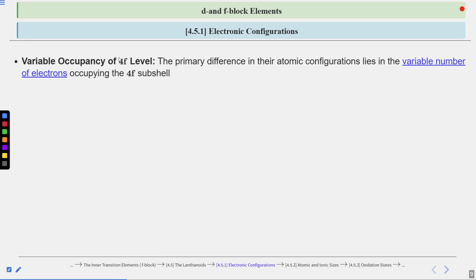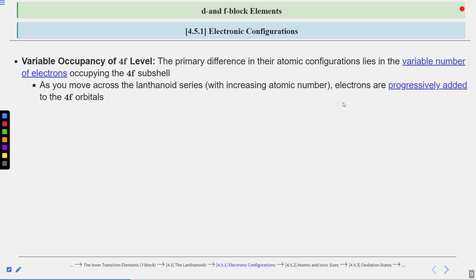Variable occupancy of the 4f level. The primary difference in their atomic configurations lies in the variable number of electrons occupying the 4f subshell. If you observe the electronic configurations among the lanthanoid series, the difference lies in the variable number of electrons filling the 4f subshell for every element.